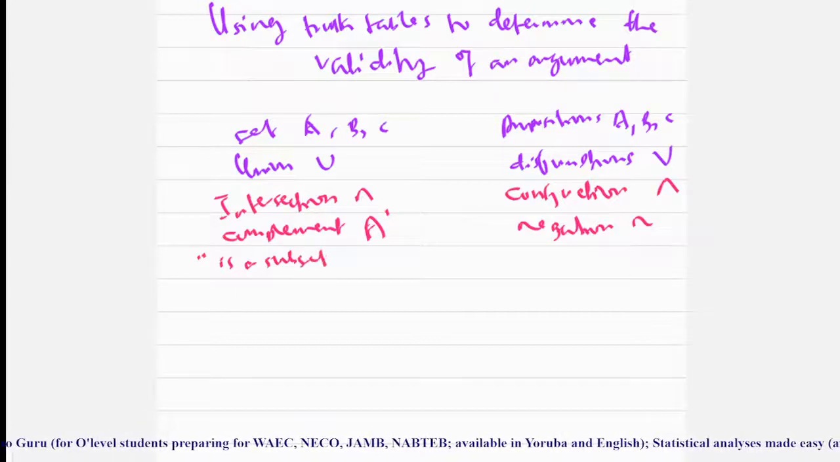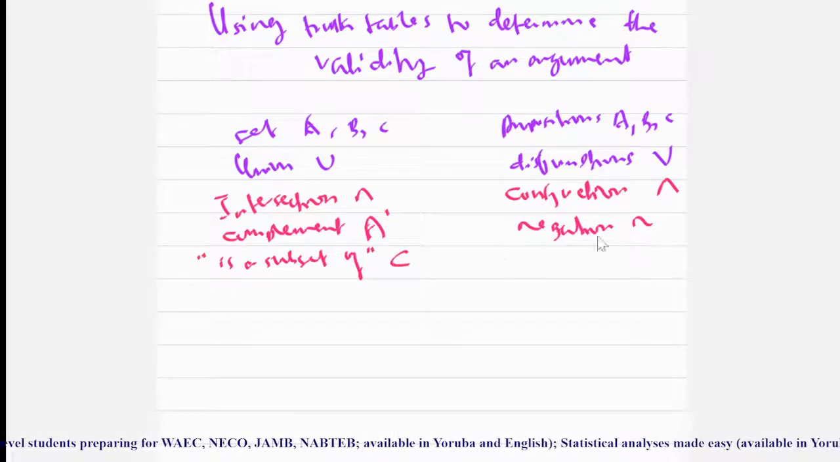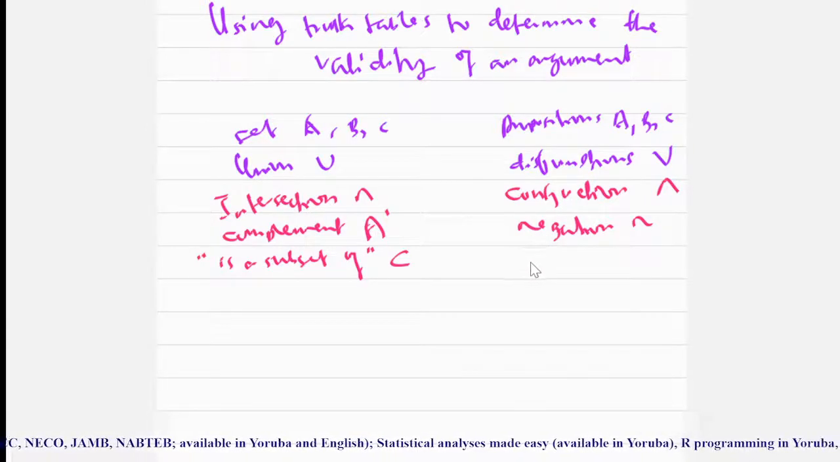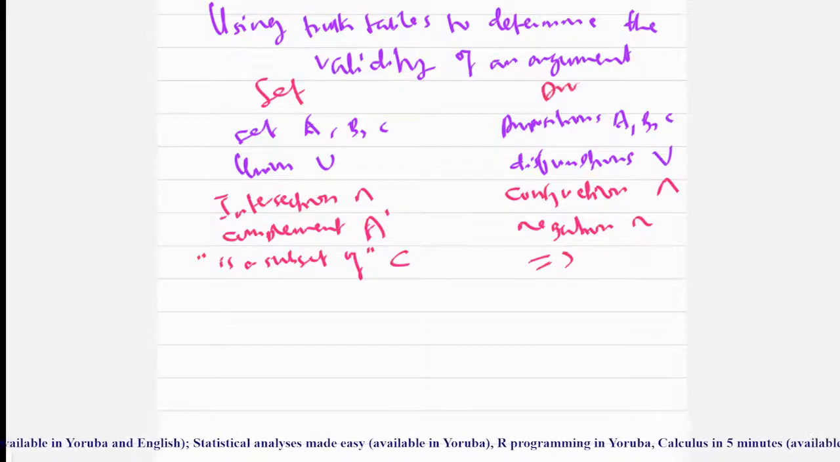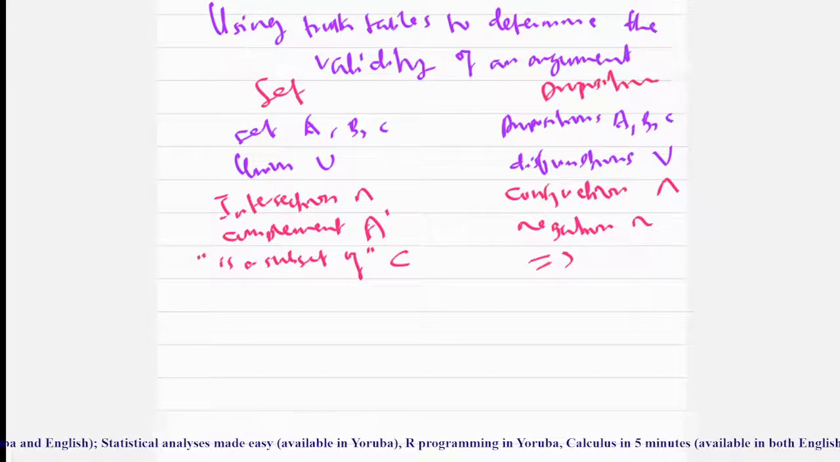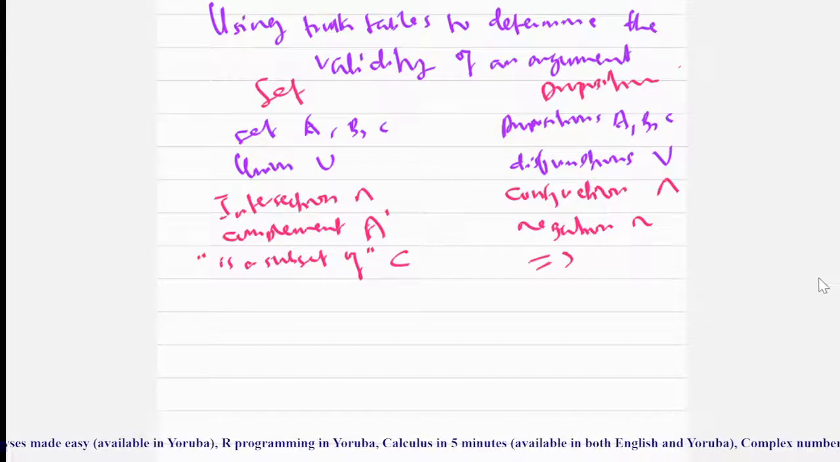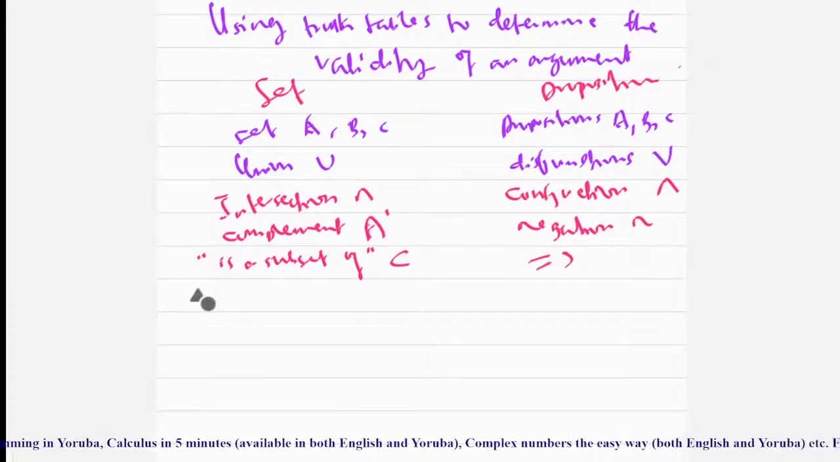So likewise, when we are talking of is a subset of, here for proposition, we will be talking about implies. That is your if-then. This is for sets, this is for propositions. I hope you understand now. And I told you that you can as well use your Venn diagram to determine the validity of an argument.